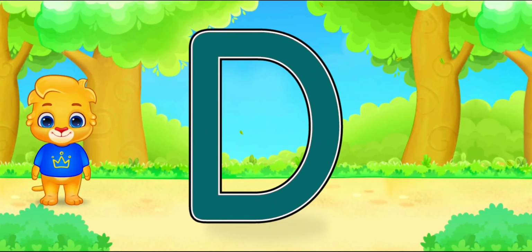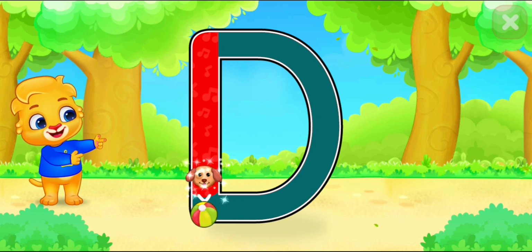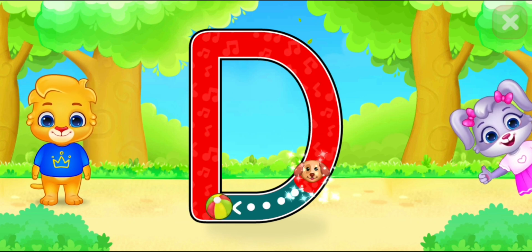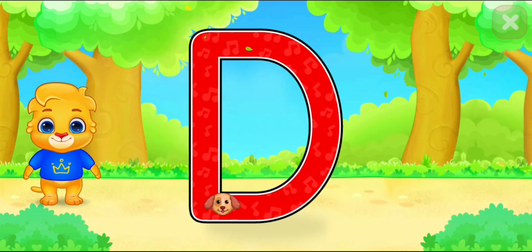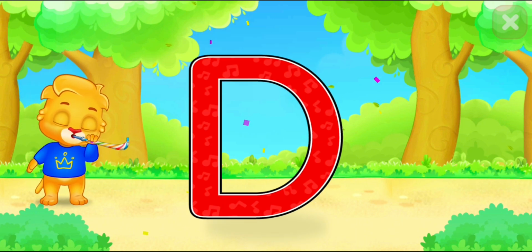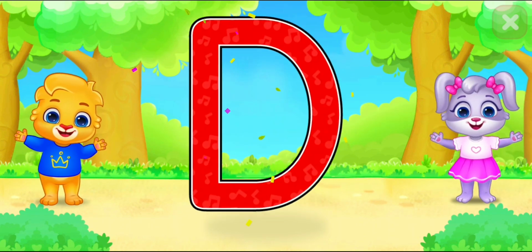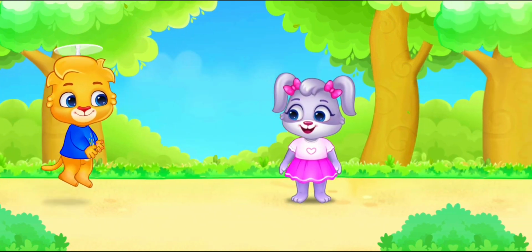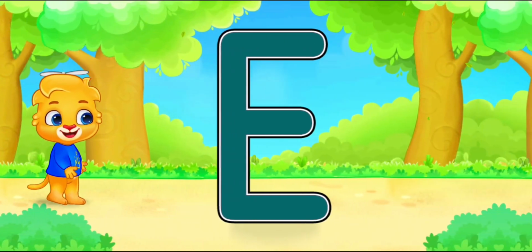Now the next letter is D. Dog will move towards ball, and on the curved line dog will move towards ball. Wow, we draw our letter D. Now we move towards our next letter, that is E.